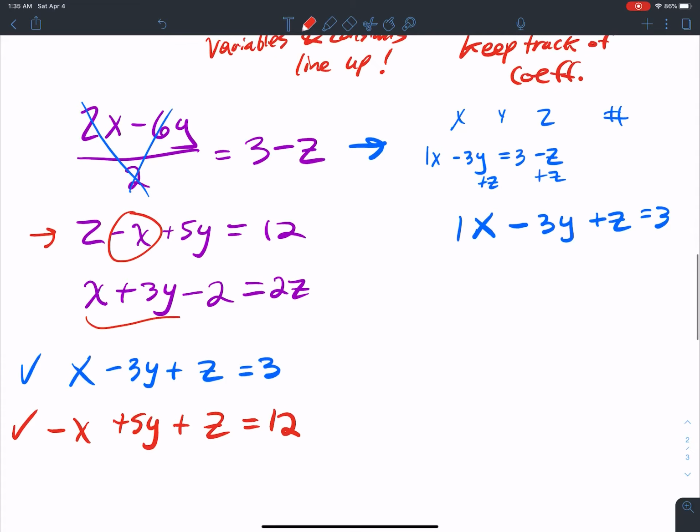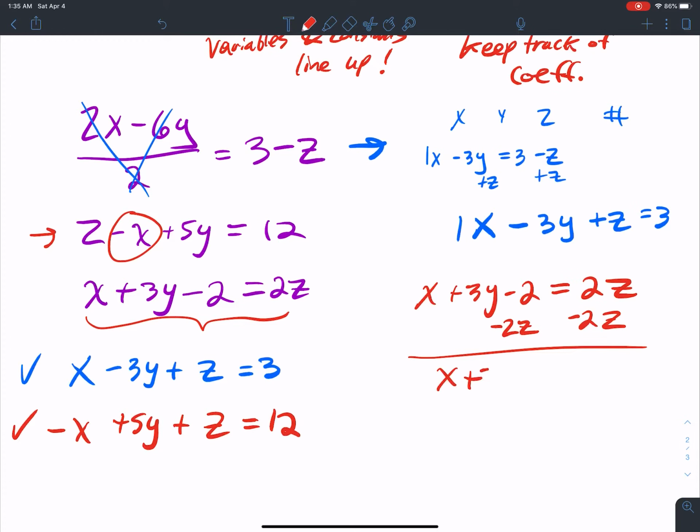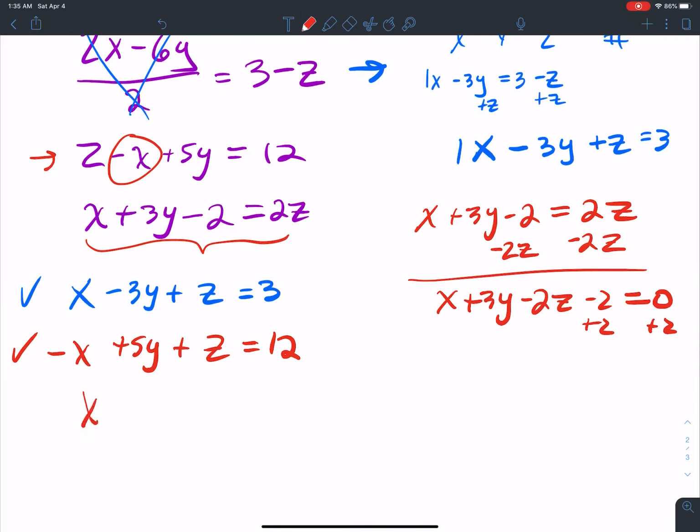This last one here, what do I need to do? I have x plus 3y minus 2 equals 2z. Well, I need to move the 2z over, so I'm going to subtract 2z from both sides. So I get x plus 3y minus 2z minus 2 equal to 0. Add 2 to both sides, and I think I got it. So I have x plus 3y minus 2z equals 2.